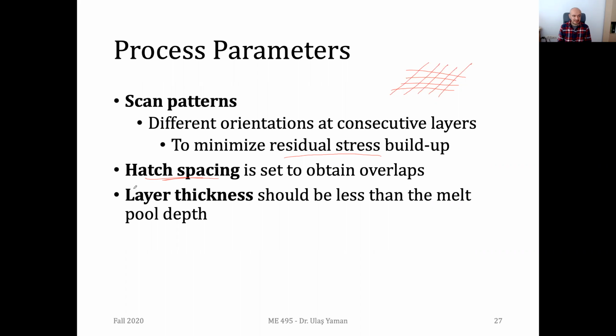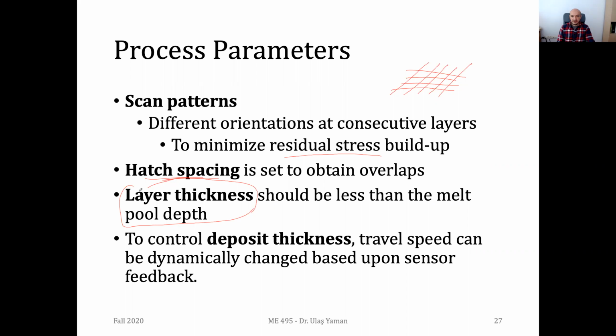And this is another issue we discussed in SLA and SLS systems. The layer thickness should always be less than the depth of your molten pool. Otherwise, you cannot join two layers together. They will be quite brittle. So with the help of the sensors we have, the cameras and vision sensors around the laser head, we can control this deposit thickness, as we have seen in the problematic example in my hand. And we need to always take care of these heights and try to adjust the speed and also the powder feed rate, so that we have consistency in the build height.